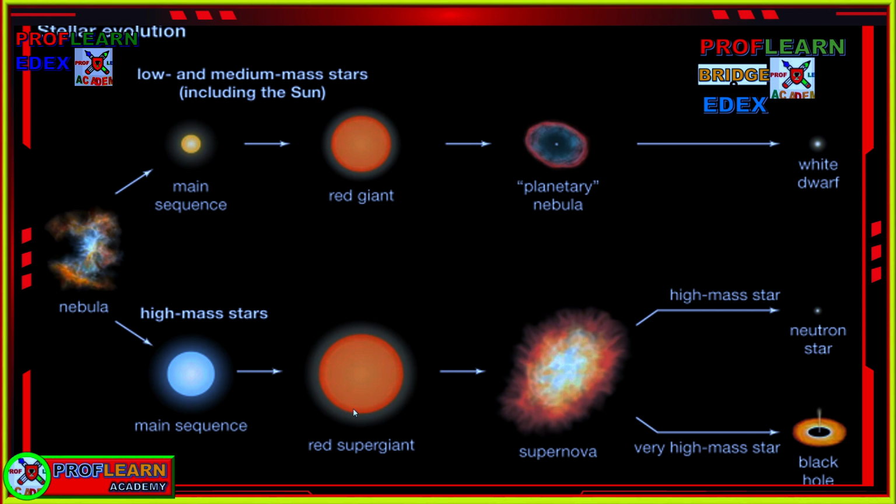From the red supergiant, this becomes a supernova, which is an exploding star which explodes to form either a neutron star or a black hole. It will form a neutron star if it was just massive, but if it was very, very massive from the initial stage, it becomes a black hole.